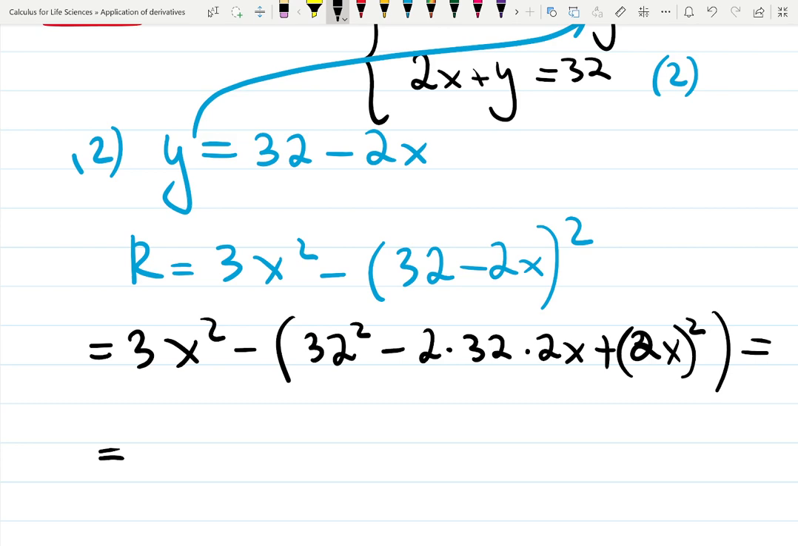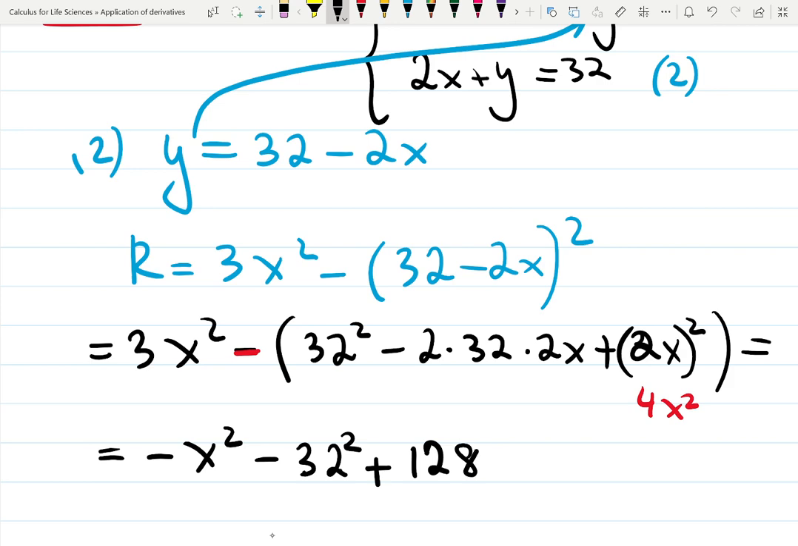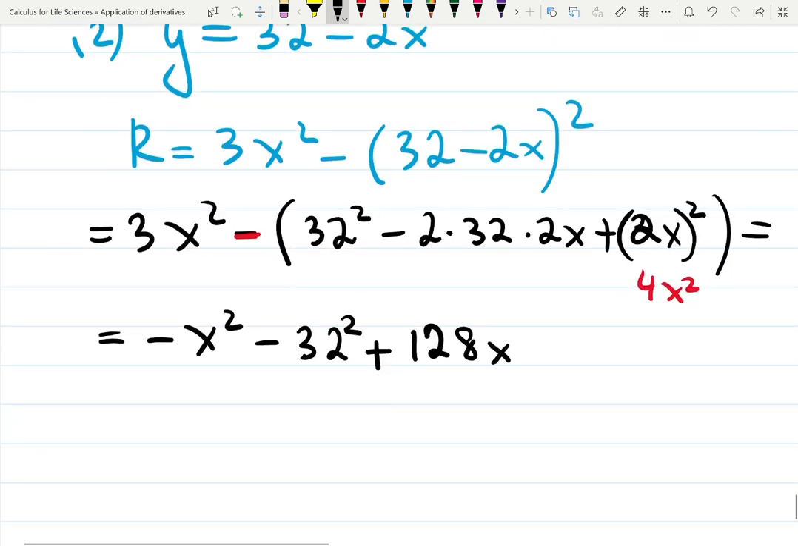So simplify, get some nice equation. I don't actually have any solution for this, so let's do that. Don't forget to distribute the negative sign everywhere. So I will have 3x squared minus 4x squared, which should be minus x squared. And then I will have minus 32 squared, whatever this number is, and then minus plus 2 times 2 and 4 times 32, 12 and 8x. I think I'm right, but you should check.